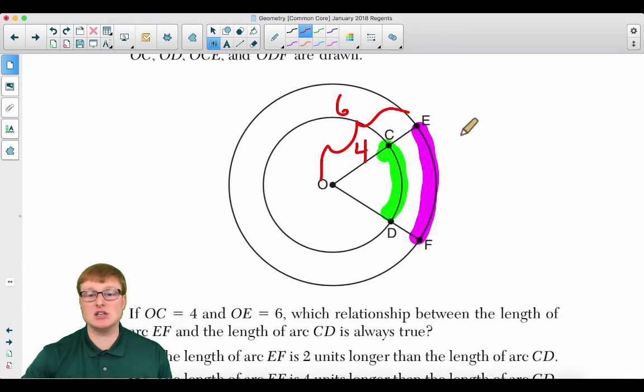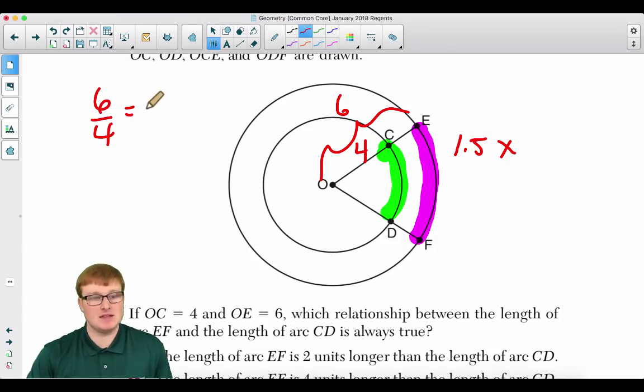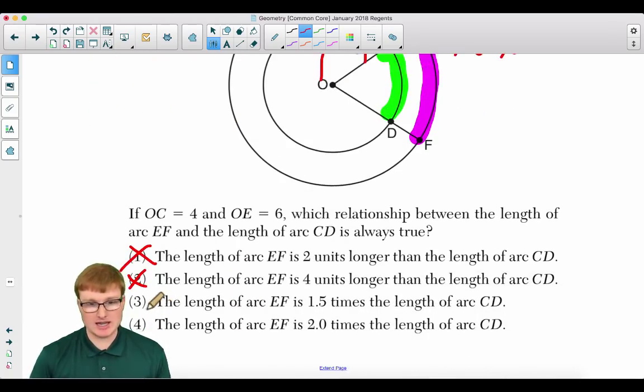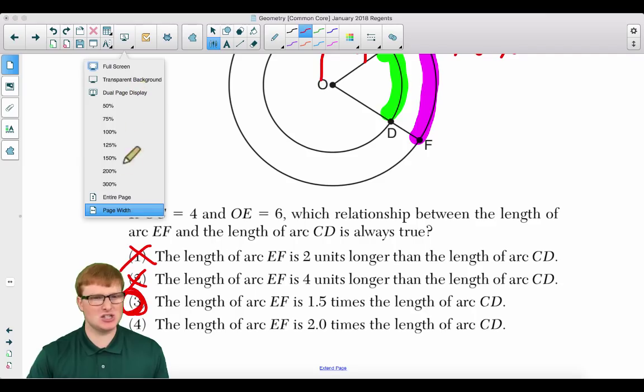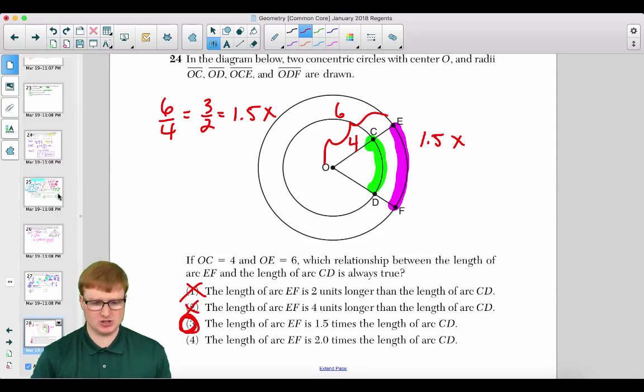We know that EF is actually 1.5 times larger than arc CD. Well, how do I know that? Well, 6 to 4 will help us. Since the radius of the bigger circle is 6 and the radius of the smaller circle is 4, and we know that we're dilating it to get the bigger circle, that's just 6/4, which when you reduce it is the same thing as 3/2, which when you convert to a decimal is 1.5 times. So the length of arc EF is 1.5 times the length of arc CD. I hope that made sense to you. Again, it's quite a challenging topic to explain in words, but that is your answer. Your answer is choice 3 for that question.